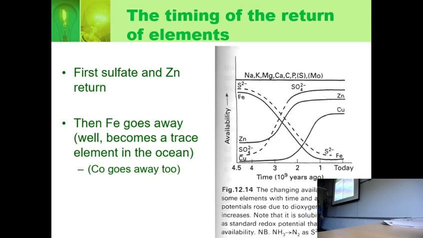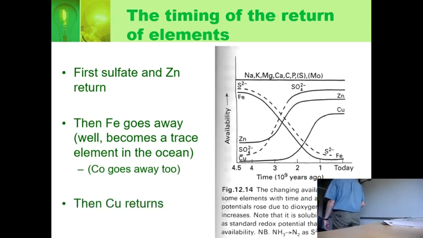Now, iron goes away, and that's the thing we see with the banded iron formations. We see where the iron went away to. We see the place where it went. And then Cu returns. So this is approximately right, but we actually have some data that maybe the Cu piece of this puzzle is not that accurate. Maybe there's something else going on other than redox.